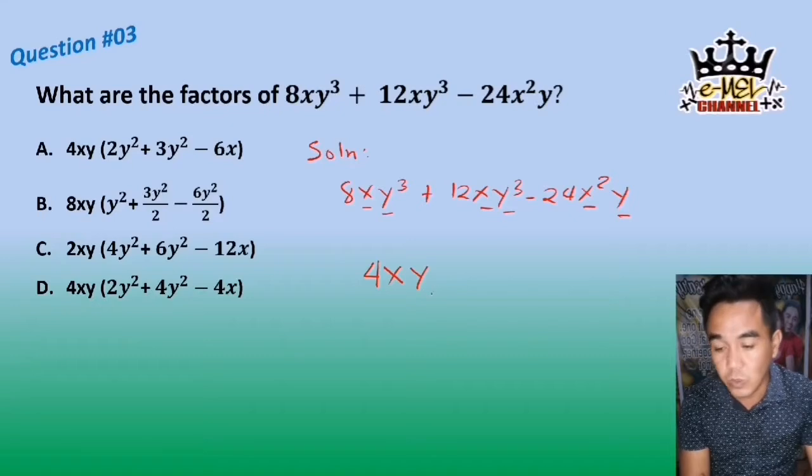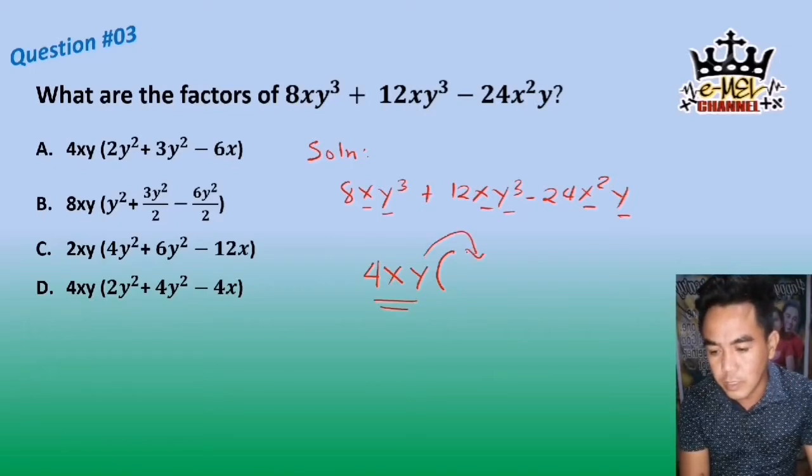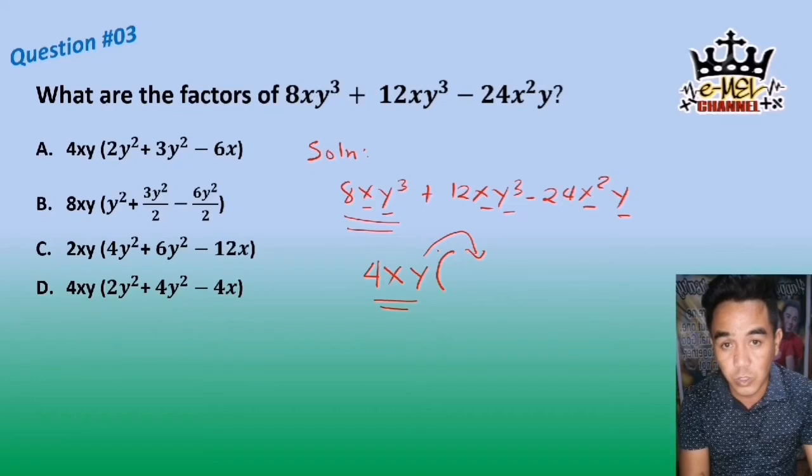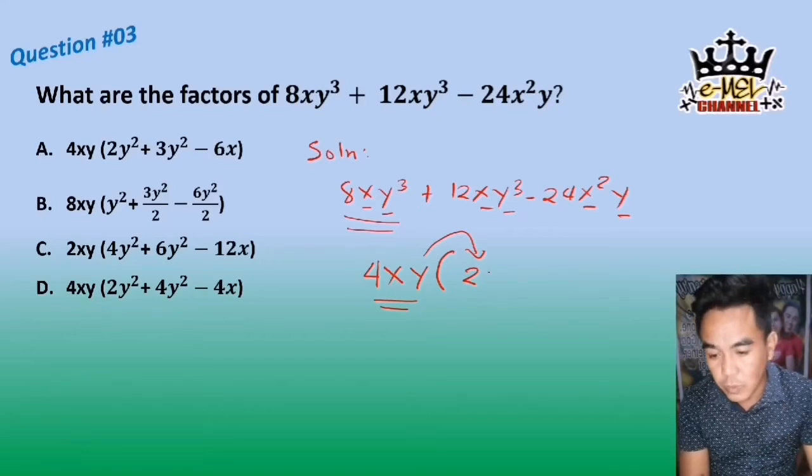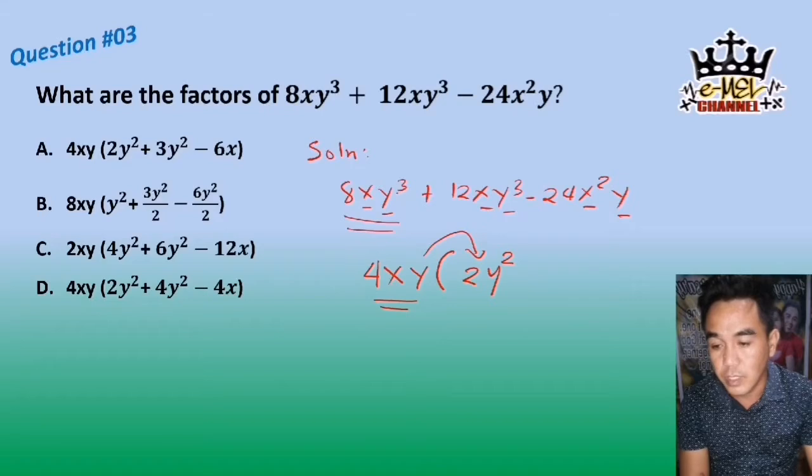So right now, we have one factor of this equation. So let us put here the quantity. Now, what we're going to multiply to 4xy to make it 8xy cubed? So, we're going to multiply by 2 to make it 8. We have now x. So, what we're going to multiply to y to make it y cubed? So, by exponents, we're going to multiply it by y squared. 2 plus 1 makes it y cubed. That is now the first factor for this equation.